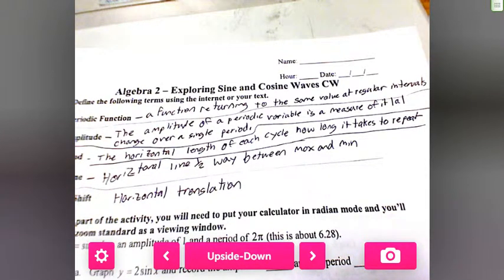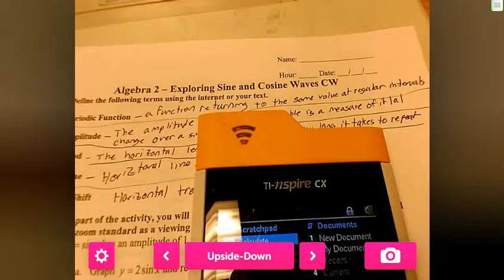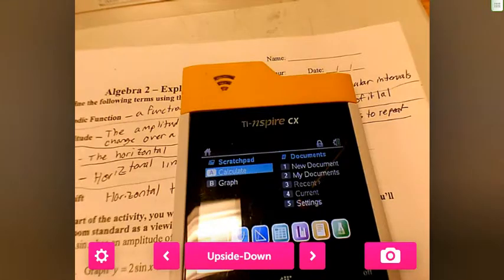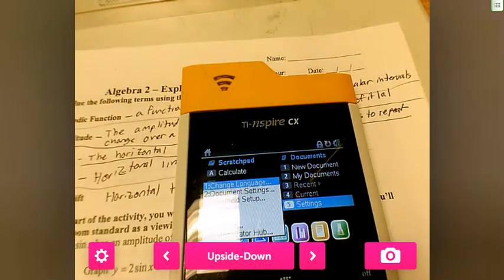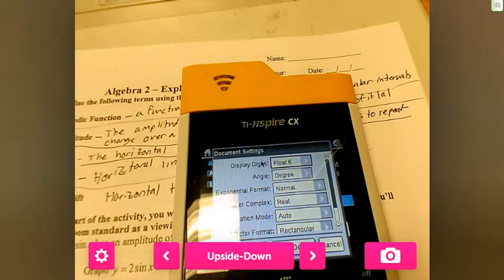Okay. So now we're going to talk about each of these definitions through here. Okay, for this part of the activity, you will need to put your calculator in radian mode, and you'll be zooming standard as a viewing window. So if we're in our calculator, if you go to settings, which is number 5, and then I say document settings, which is number 2, see how this says angle and it says degree? We're going to change ours to radians. And then we're going to hit make default and hit OK.